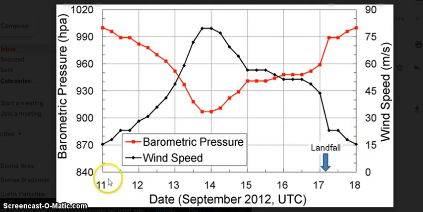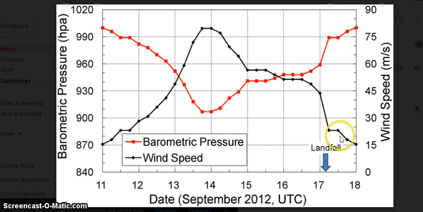Okay, but let's go way back here to September the 11th, 2012. You have low wind speed and fairly high pressure. Wind speed starts to go up. The same time, the air pressure starts to go down. Wind speeds go up some more. Air pressure drops some more. Okay? What I want you to notice is that when you have really high wind speeds, you're going to have really low barometric pressure readings. Okay? When you have low wind speeds, you're going to have pretty high barometric pressure readings.